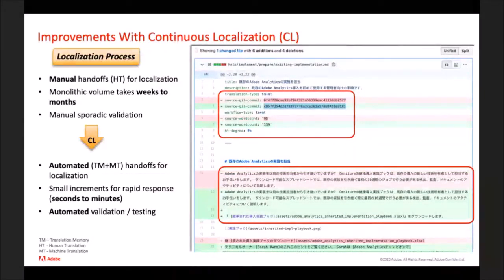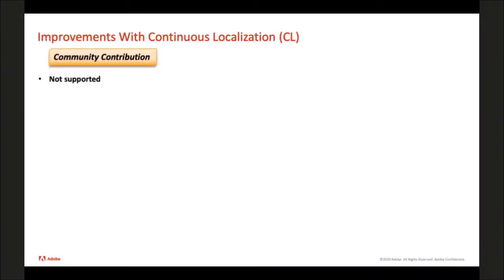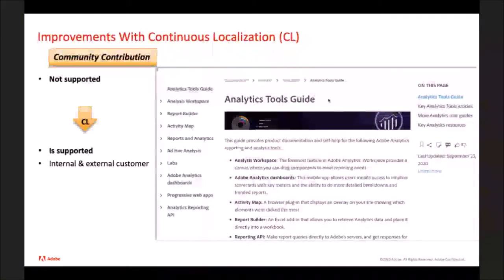And you can see the difference in the translation. And the next one is community contribution. Prior to the core team implementing the new workflow on their end, there was no community contribution. But with the new infrastructure they had in place, there was support for community contribution for English, but obviously we didn't have that. With the continuous localization framework, we also incorporated that.